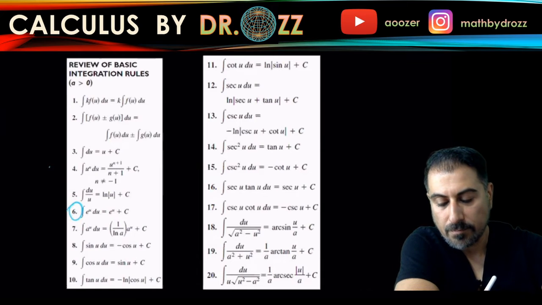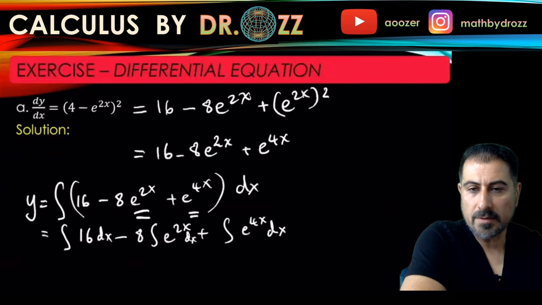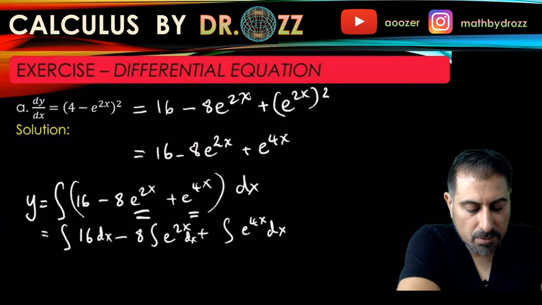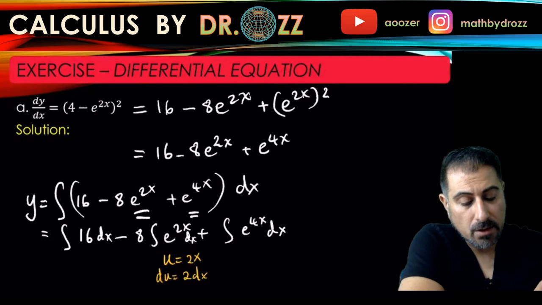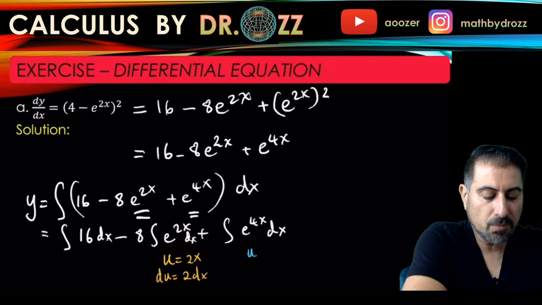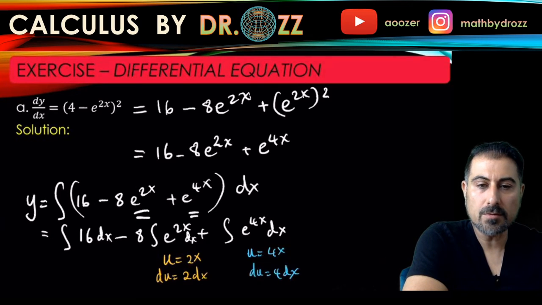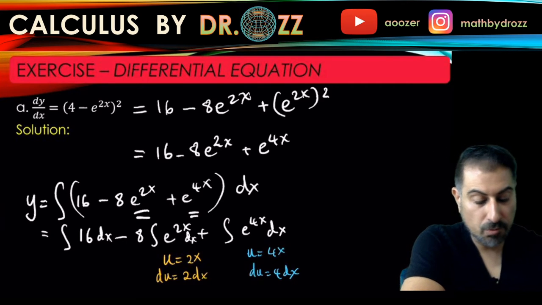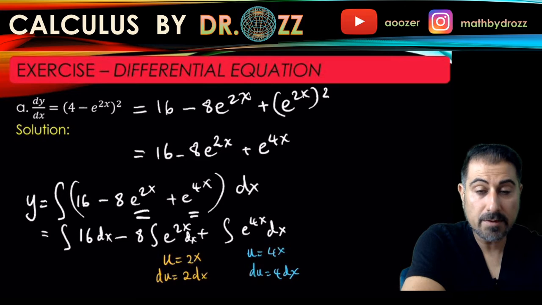Going back to here, 16 dx is not a big deal because the integral of that is just 16x. But here I should use a u substitution: u equals 2x and du equals 2dx for this integral. I'm going to use a different color for this u substitution. This time I'm going to call u to be 4x so that du is going to be 4dx. There's not just one u for all; once you split the integrals, you have different u's to work with. In one case du equals 2dx, and in the other case du equals 4dx.